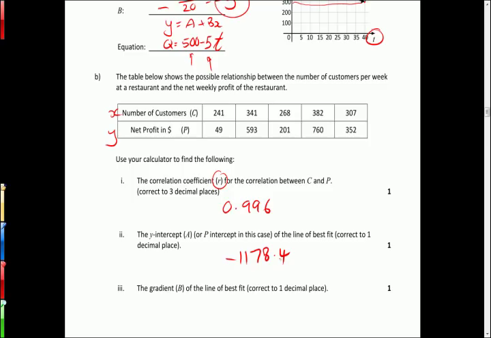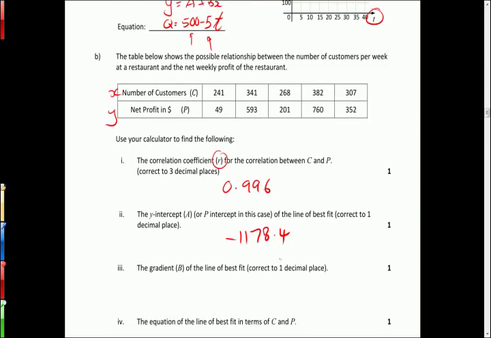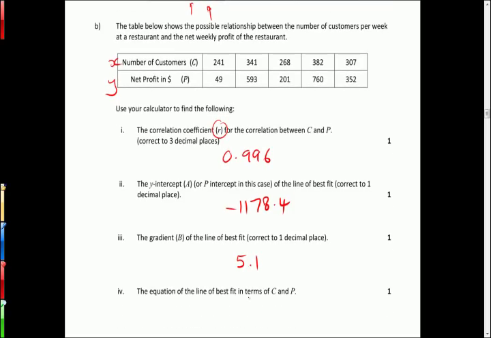So what does it want, the y-intercept? I don't need units. The gradient B of the line of best fit, well, I go back in to shift 1, regression, and get 5.09, so that's 5.1. Okay, so we've got a correlation coefficient of 0.996, which means the data's fantastic. It lies almost on a perfect straight line, which would be number 1. So our 0.996 is brilliant data.